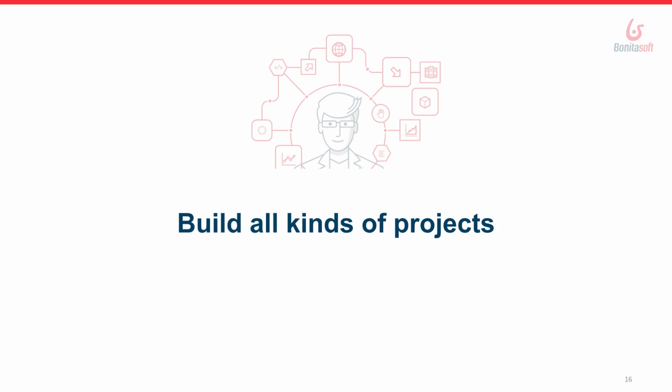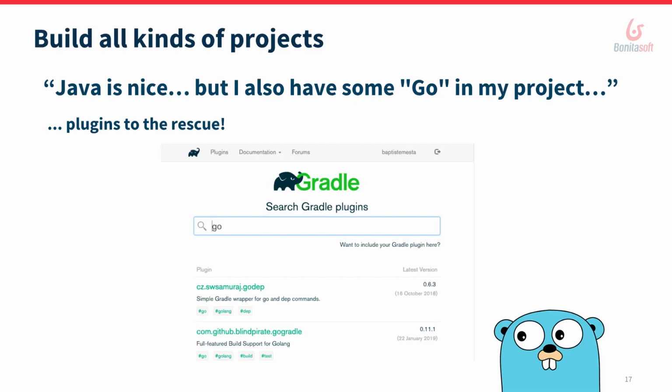So we saw that it's pretty basic to build a simple Java application, but what we want to do is build more than just Java applications. For example, if I want to build some Go technologies using Gradle, what I will do is search inside the Gradle plugin portal for a plugin that can do that for me. In the case of a Go project, there's a Go plugin called com.github.blindpirate.gogradle that will do that.